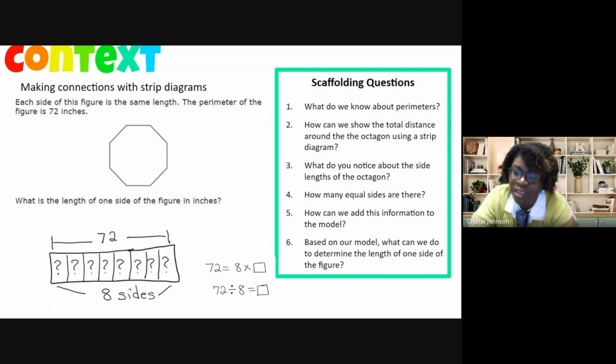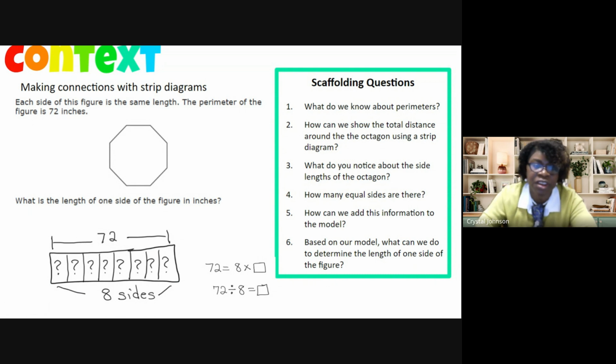So what do you notice about the side lengths of the octagon? Some students will automatically tell me there's 8. But that's not where I want them to go. So you may rephrase the question. Great, there are 8, but what do you notice about the lengths of the octagon? What do you notice about the lengths for each side? Hopefully students will say that they are equal. You're right, they are equal, all the sides are equal. How many equal sides are there? Students will be able to tell me. I already know. That's an easy answer for them to give me.